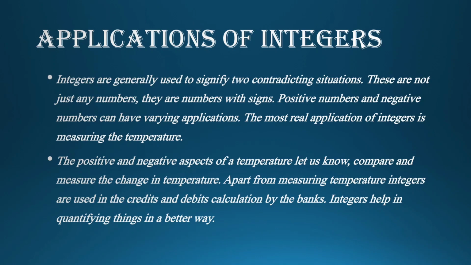Apart from measuring temperature, integers are also used in credits and debits calculation by the banks. Integers help in quantifying things in a better way. So in integers we have a positive aspect and a negative aspect. So we have some examples.